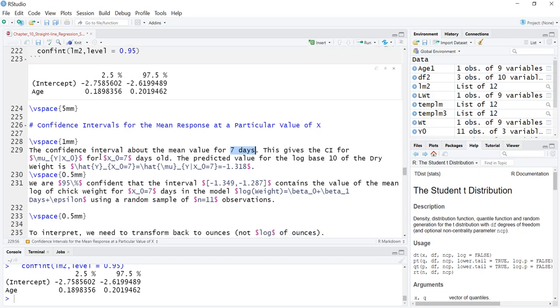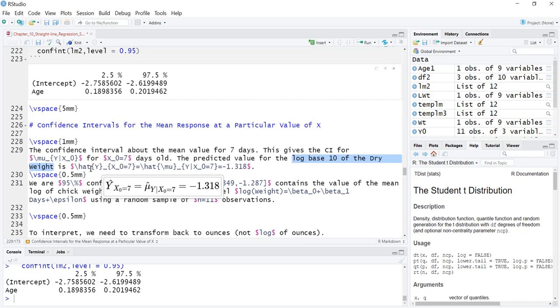This gives us confidence interval 4, and that's mu of y given x naught. You could change this to log dry weight given age in days, but I wouldn't do that. This is fair enough. And it says at x0 days old. Okay, so you'd want to change this to whatever your variable is for the x. The predicted value for, and this is the log base 10 of the dry weight. That's our variable, so you'd need to change that for this.